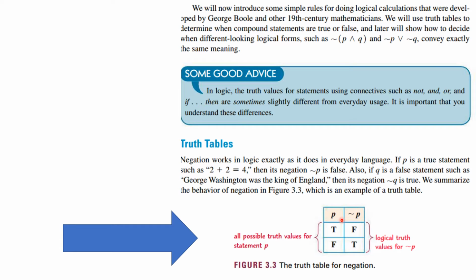And under here, we're going to say what is the definition, in terms of truth tables, of negation P. And what we see is if P is true, not P is false. If P is false, not P is true. So this is the truth value for negation.